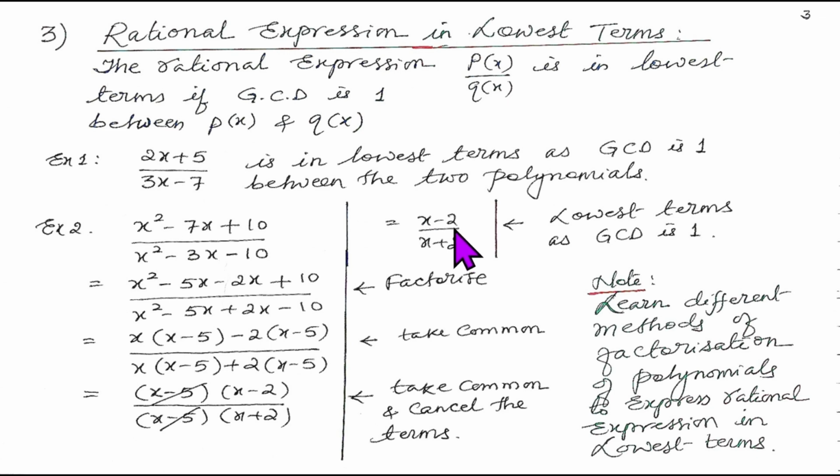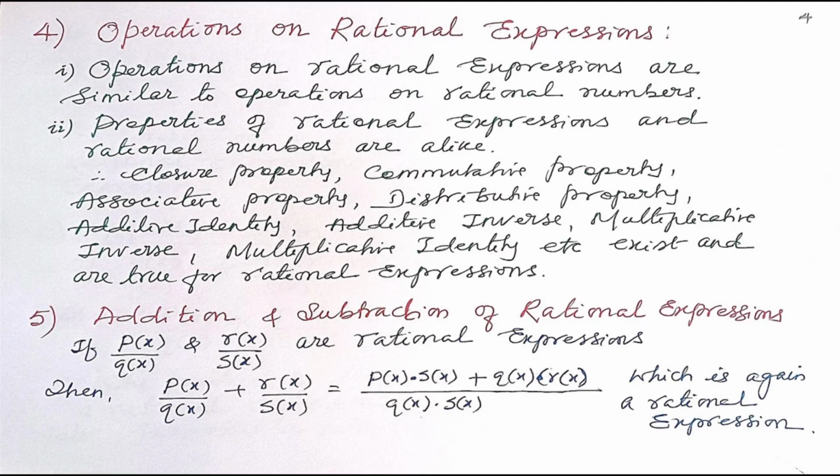So to find the simplest form or the lowest terms of rational expressions, we have to carry out a factorization procedure, follow any of the methods of factorization and cancel out all the common factors until the GCD or HCF between p(x) and q(x) is 1. Then that will be in the simplest form. So please remember how to carry out factorization of polynomials and to express rational expressions in lowest terms. It is very important for us to learn the different methods of factorization of polynomials. Remember that.